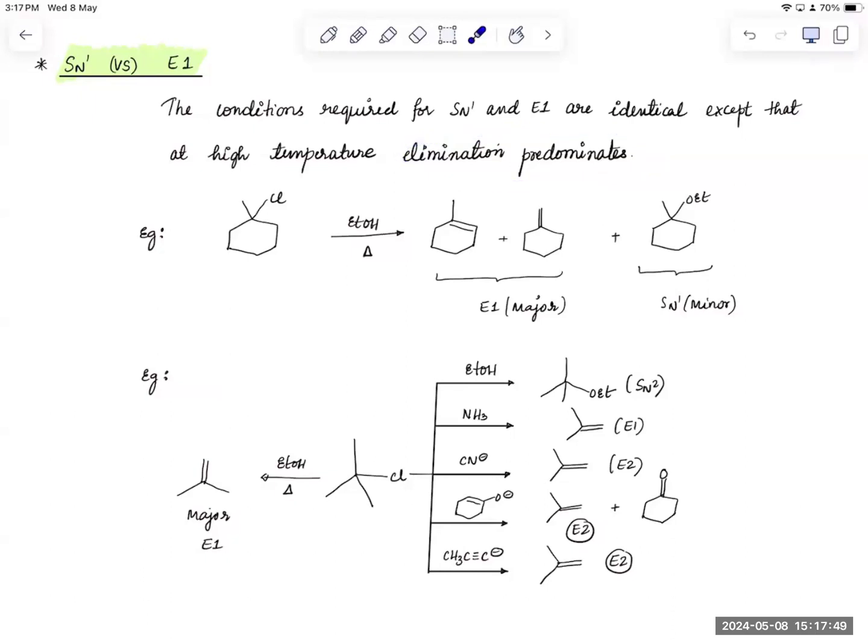For example, EtOH is given, but this time I have mentioned temperature, which means chlorine will leave and ethanol as a base will extract a proton from here, or it can extract a proton from here. So you will get this or this as products. And these two products are elimination products. They are relatively major compared to this product, which is the minor, substitution product.